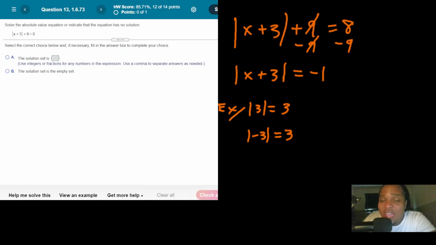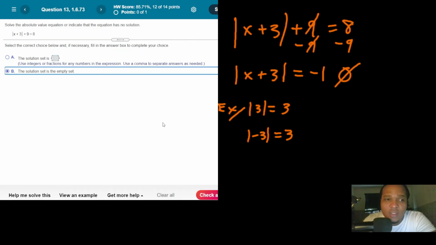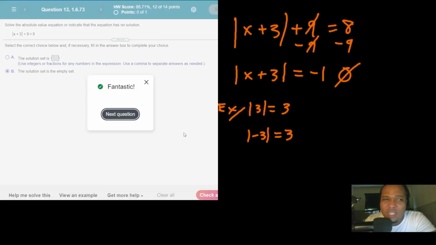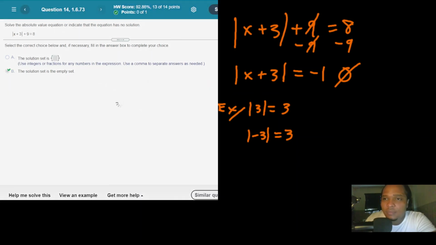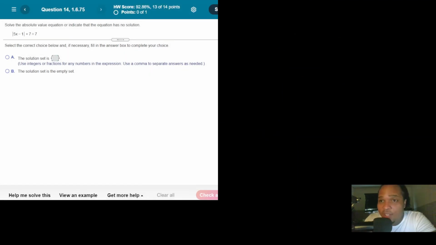So if you ever have an equation that says the absolute value of something is giving you a negative, that's no solution. You're going to see a lot of those. As soon as you get the absolute value by itself and it's equal to a negative, that's no solution. The sooner you identify that, the better, so you can move on to more problems.